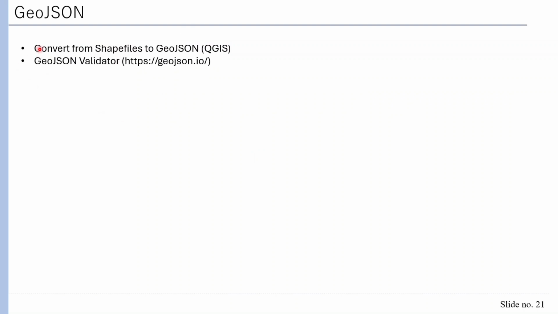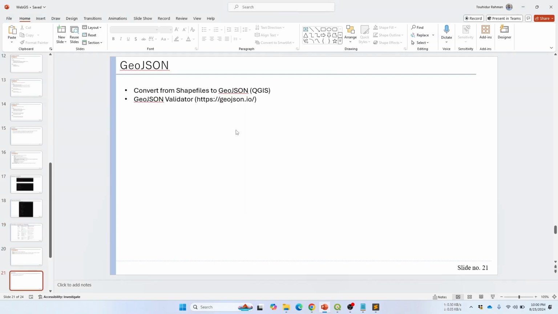And there are two things. You can convert the shapefiles to GeoJSON using QGIS, I have discussed that. And another thing is the GeoJSON validator. So many times, if you want to check whether your GeoJSON data structure is valid or okay or not, you can do so by searching on the internet.